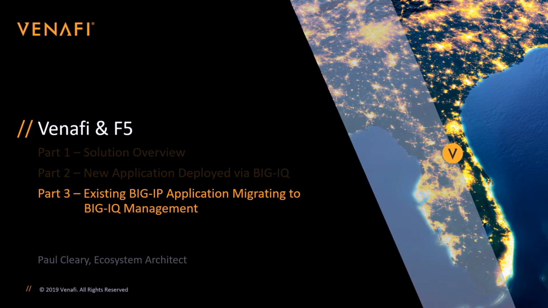In part two, we saw a demonstration of the process an F5 administrator would go through to deploy a new application using a new machine identity provided by Venafi. In this final part three, we're going to explore a new scenario, one in which an application already exists and is being hosted by BigIP. Together, we'll go through the process required to bring that application along with its machine identity under management of BigIQ and Venafi. Let's get started.